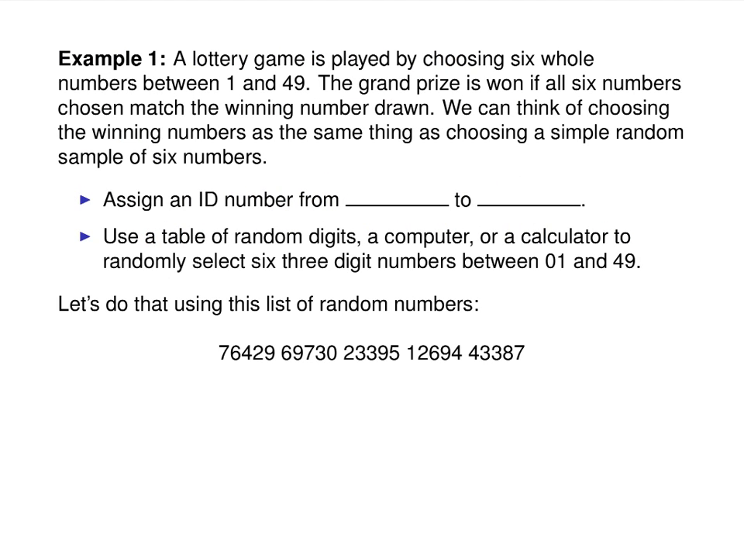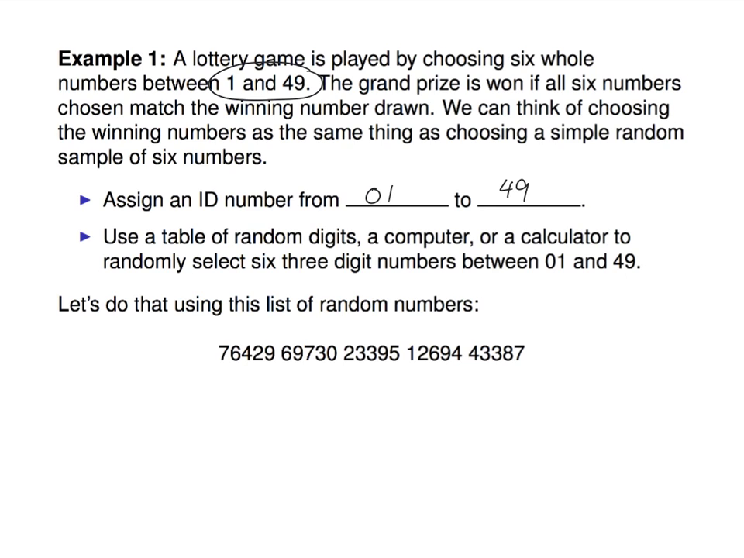So a lottery game is played by choosing 6 whole numbers between 1 and 49, and the grand prize is won if all 6 numbers chosen match the winning number drawn. And so we can think of choosing the winning numbers as the same thing as choosing a simple random sample of 6 numbers. And because your numbers are between 1 and 49, we're going to assign them IDs from 1 to 49. And at least for this game, we're going to pretend that you can have the same number appear more than once. So guessing 1, 1, 1, 1, 1, 1 is okay, as in that can be your 6 numbers.